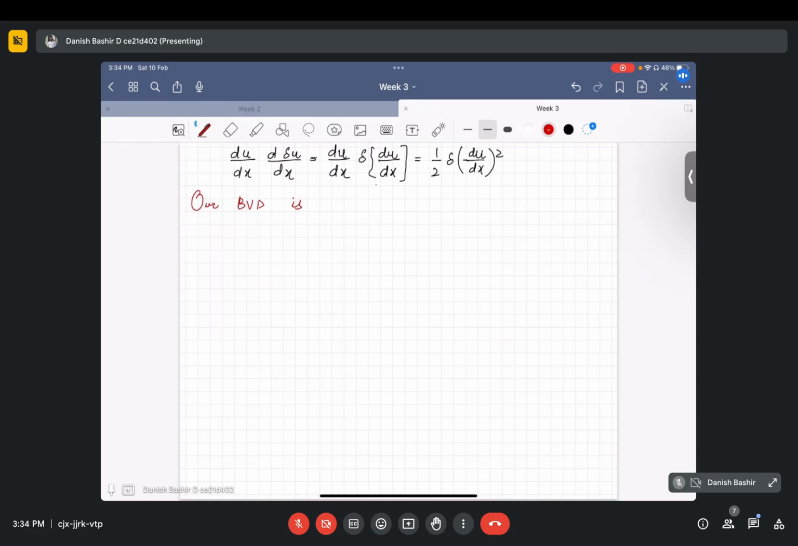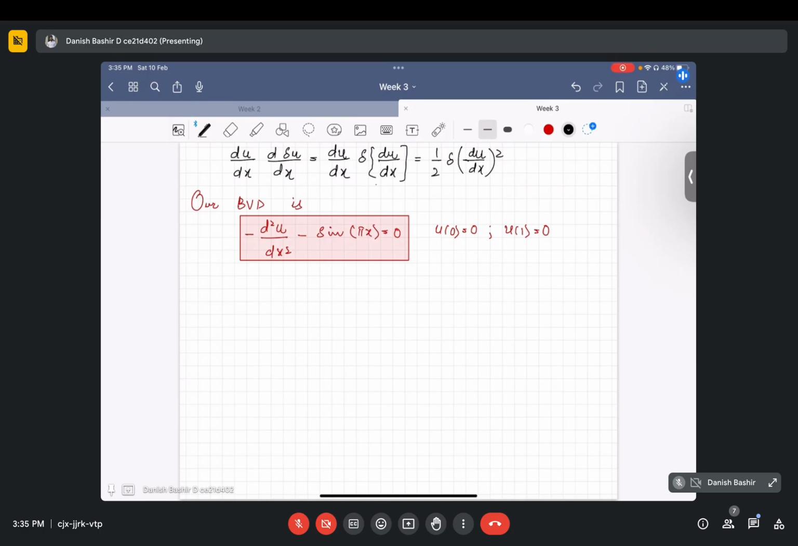Our boundary value problem is like this: d2u by dx square minus sine pi x is equal to 0. We have to find its approximate solution. The boundary conditions that were given are u of 0 is equal to 0 and u of 1 is equal to 0. It's from the last class. Now we have to solve this with the variational method or Rayleigh-Ritz method.